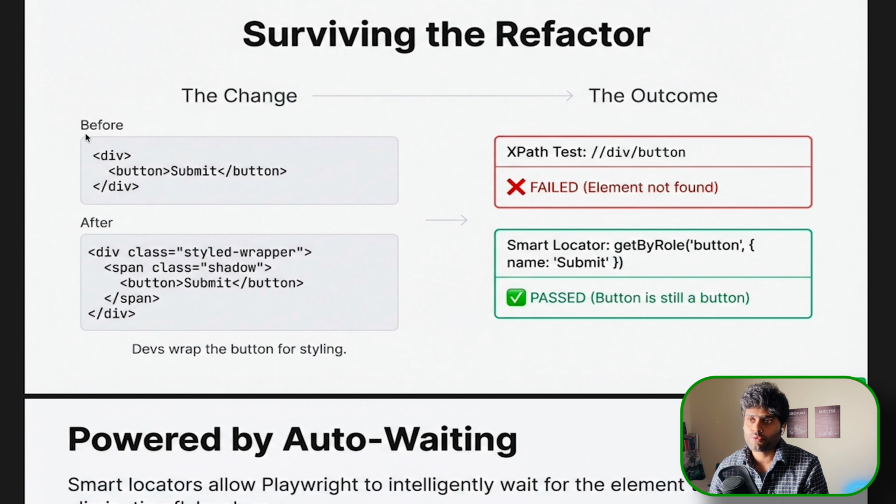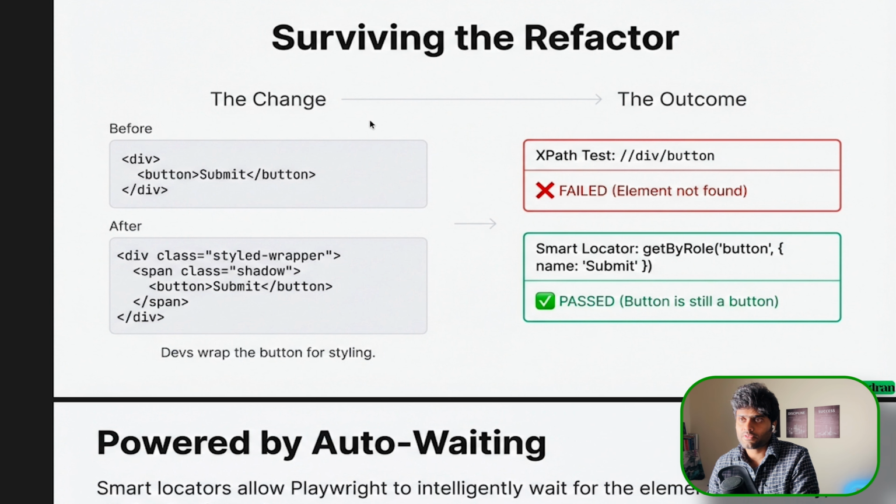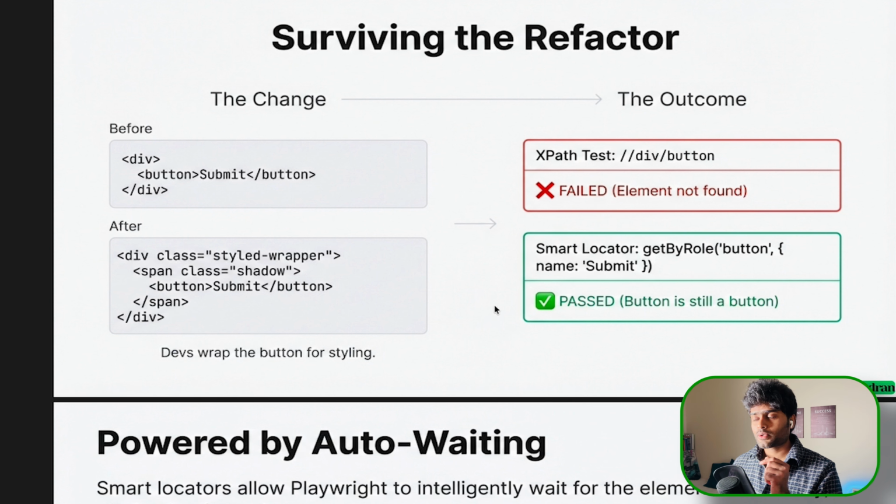This is like change. Before it used to be like this, and lastly, surviving the refactor. For example, this is how your DOM was before, and this is your XPath. Suddenly your DOM gets changed. What happens? Your XPath fails and you get an error message saying element not found. But if you use the Playwright smart locator, your test case passes because a button is still a button. There's no change to it. So it's still a submit button. As I said, if it changes, it's a requirement change.